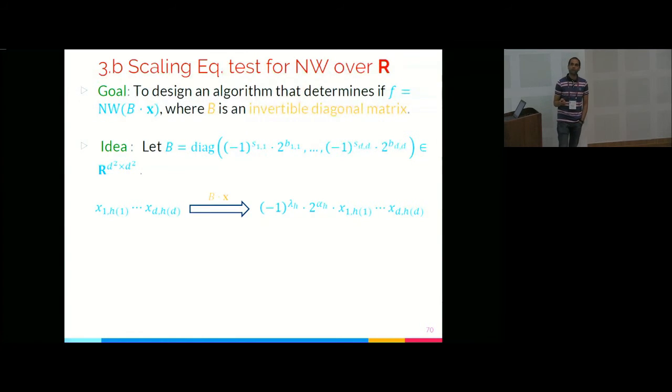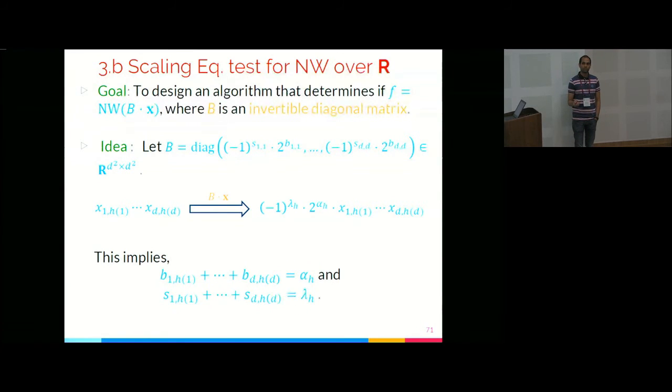Now because my f is equivalent to the design polynomial via this matrix P, let's look at the action of this on a design polynomial. So let me pick a monomial which corresponds to the univariate polynomial H, and when I multiply B to X, then this monomial is multiplied to itself plus some coefficients. Again, I have split the coefficient into two parts, the sign part and the absolute value. Now, because of this relation, the following equation should hold.